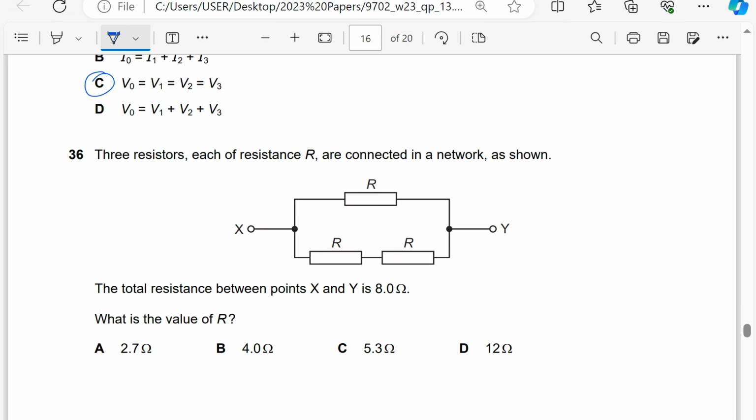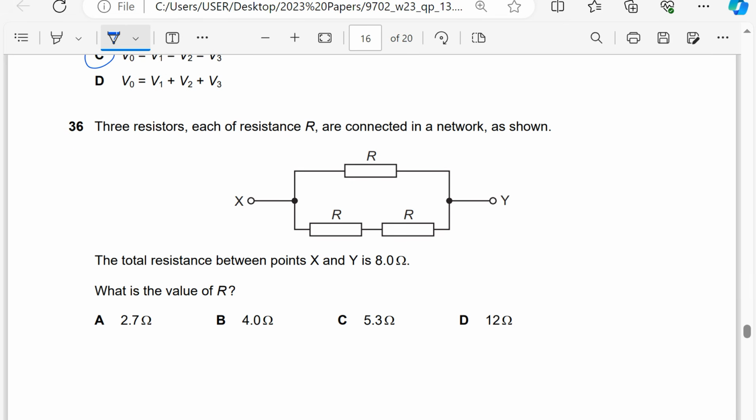3 resistors, each of resistance R, are connected in a network as shown. The total resistance between X and Y is 8 ohms. What is the value of R?